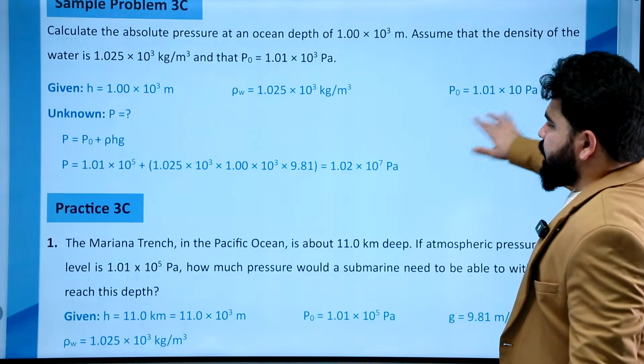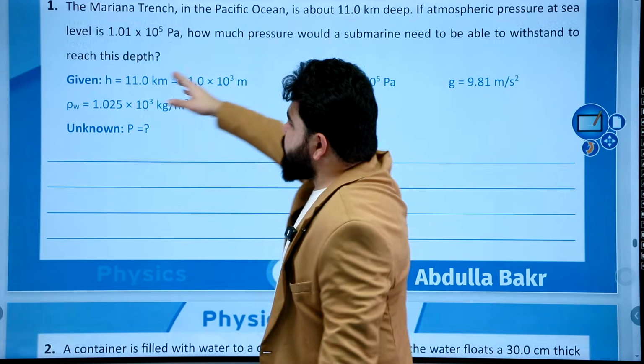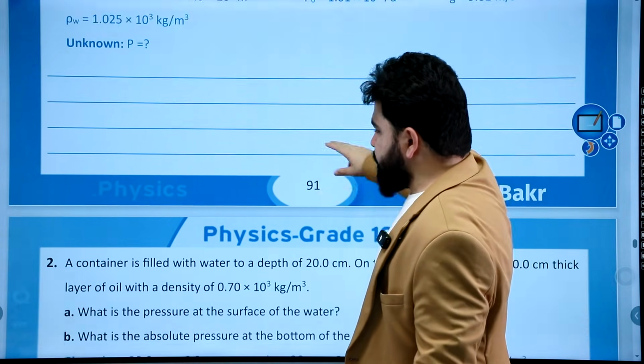Okay? Now this question is the same, but you have 11 kilometer. Please change it to meter. Don't use it like that in the equation. Okay?